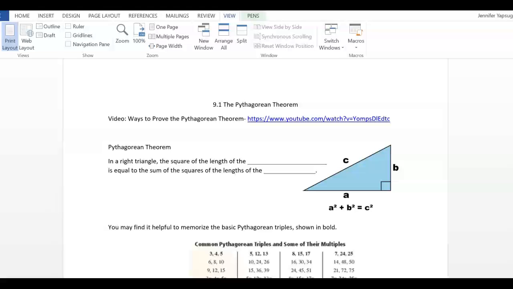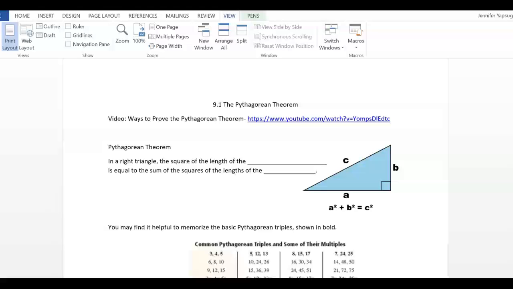But for our class today, I'm going to walk you through the application of the Pythagorean Theorem, and we're going to practice a couple of problems. So you can go ahead and follow along with your guided notes. So let's start off with the definition of the Pythagorean Theorem.